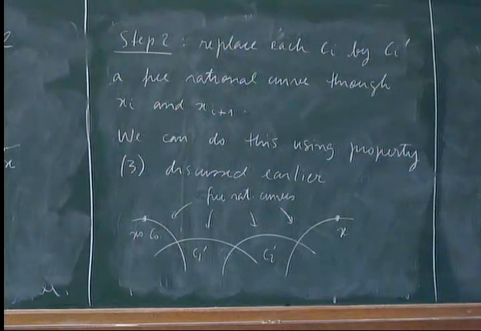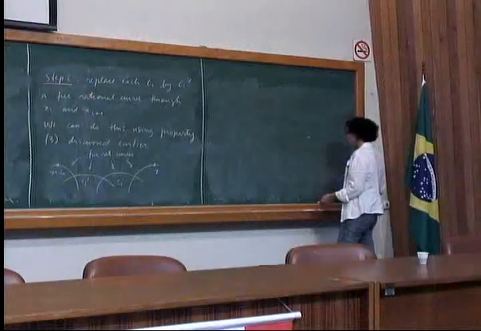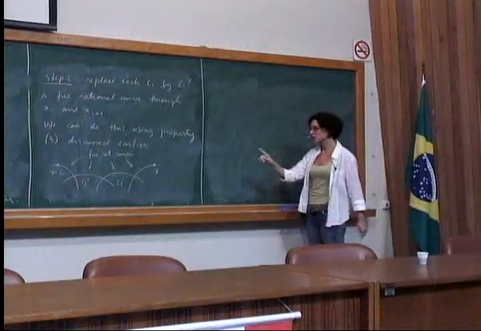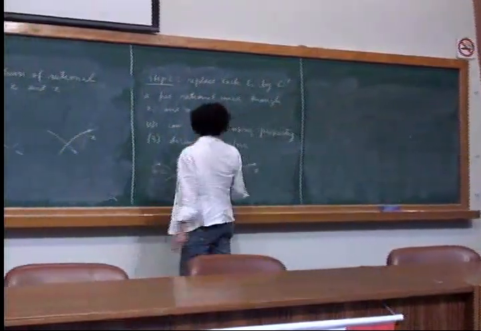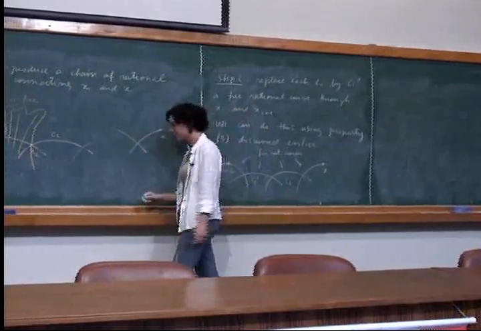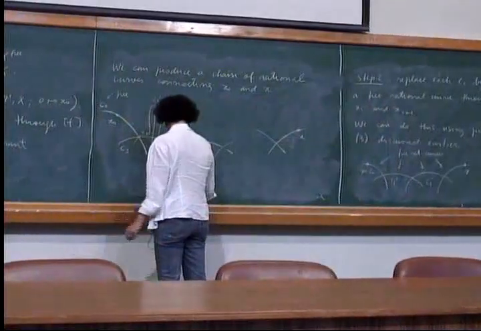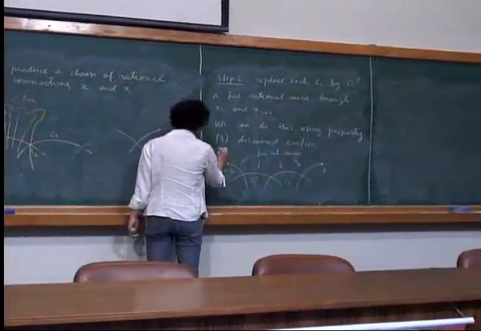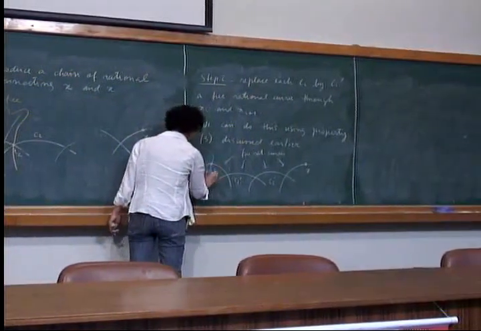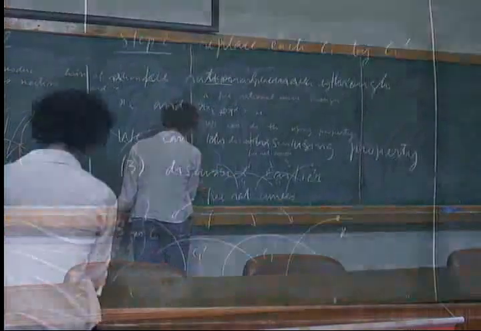Now I want to deform. What I would like to do now is obtain a very free curve through x naught and x. But we have to remember that our assumption 3, I have just erased the theorem, was that I have a very free curve through x. So this is now very free.